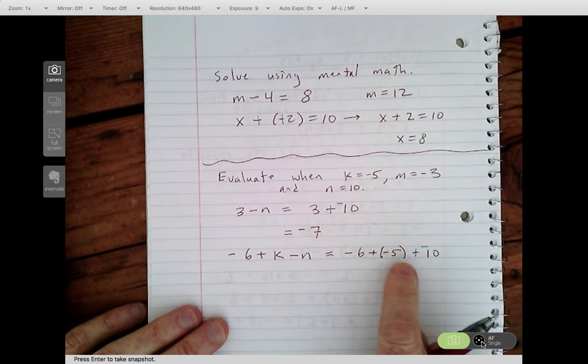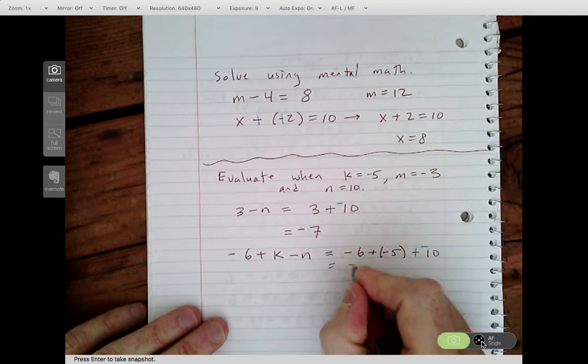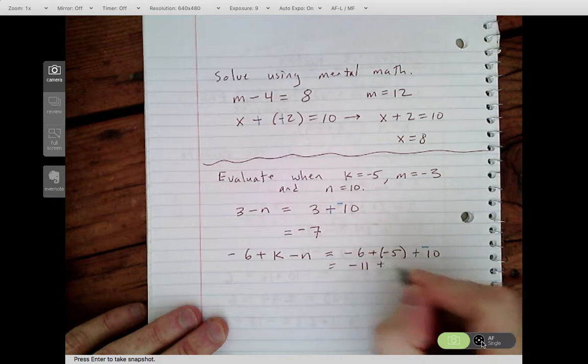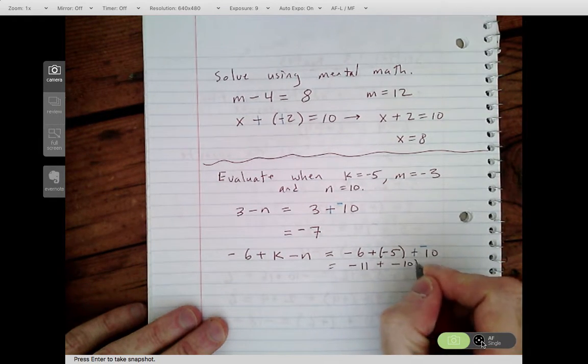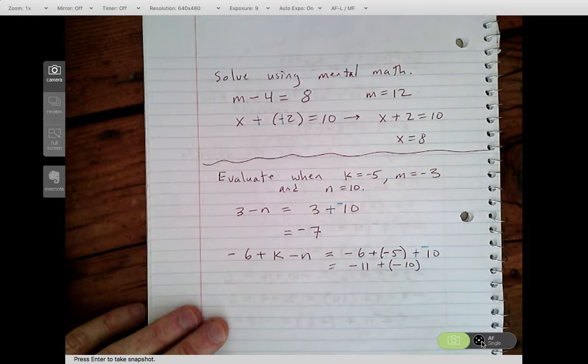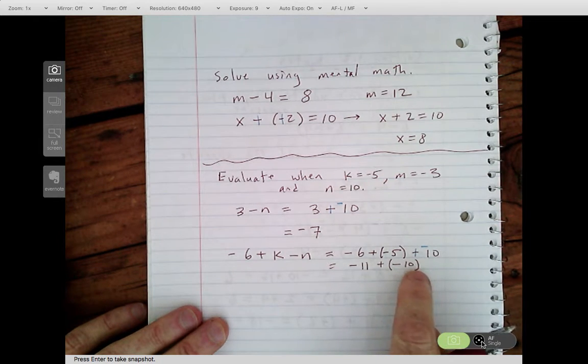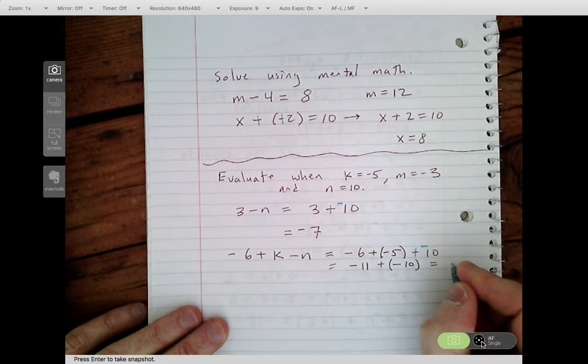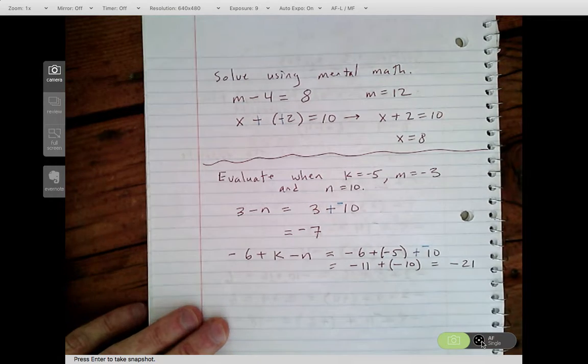So a negative 6 and a negative 5, well together those make negative 11, and we've got plus the negative 10 here. I'll put parentheses around it just to separate it a little bit. And a negative 11 and a negative 10, signs are the same. Add them up, keep the sign. The answer is negative 21.